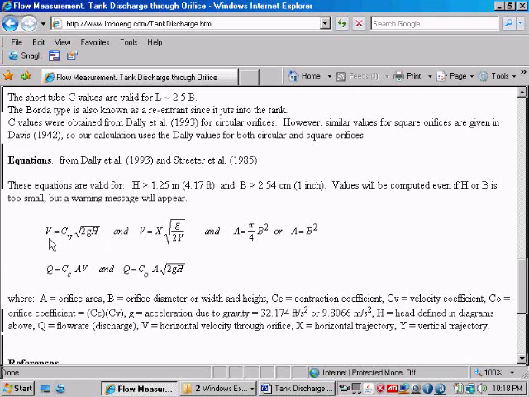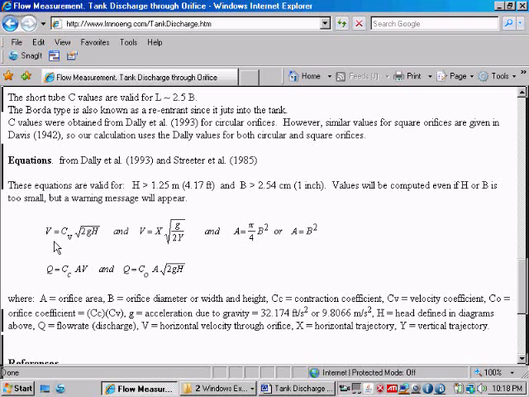Then this next equation can be solved for the head based on the velocity. So once we have the velocity, we can then solve for the head and compare that to our experimental value. And our experimentally determined value was 4.75 inches.